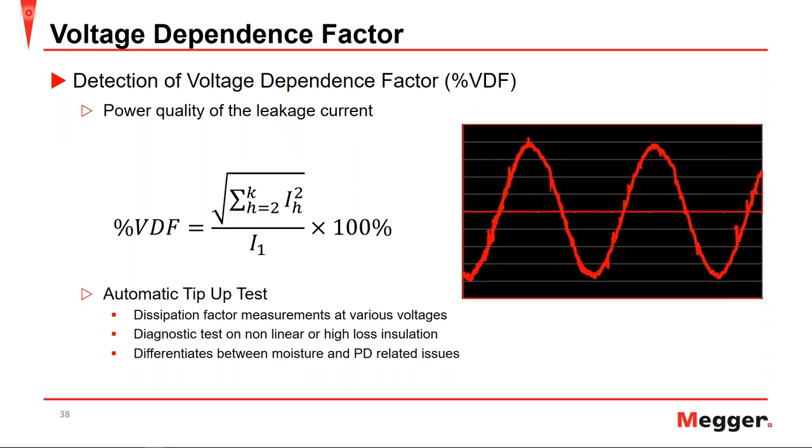For instance, if you were to end at 10 kV, you could do steps of 2, 4, 6, 8, and 10 kV to see how your power factor responds to the voltage. And this is a diagnostic test method that is typically for nonlinear or high loss insulation, and allows for the differentiation between moisture and partial discharge related issues.